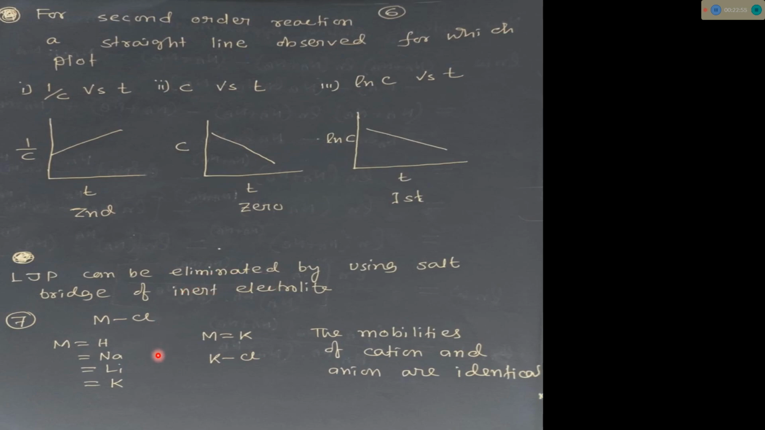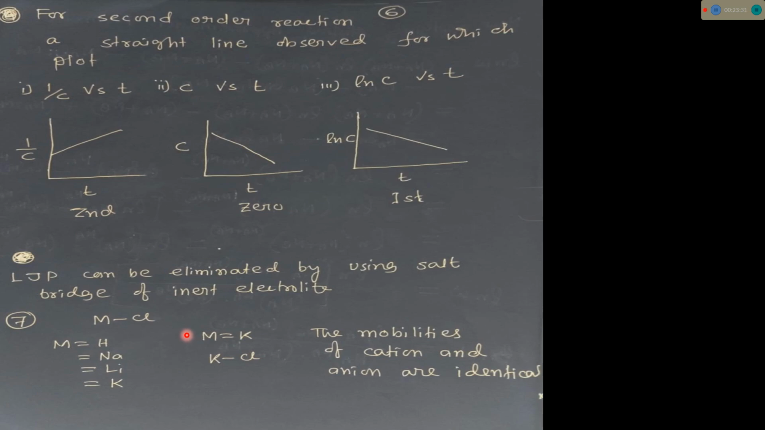If that was the question regarding the inert electrolyte we use in the solution to remove the liquid junction potential, then the main criterion is that the cation as well as the anion have identical mobilities. That's why we use this kind of inert electrolyte in the solution to remove liquid junction potential.